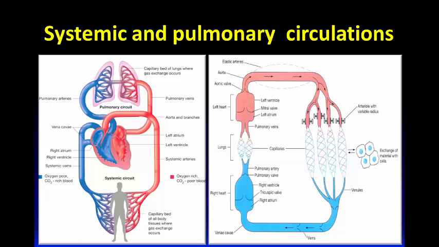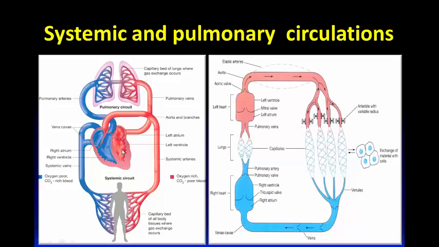Inside the cardiovascular system, blood moves along two circulations, the systemic and the pulmonary circulations. The left ventricle is considered as the pump of the systemic circulation, and the right ventricle is considered as the pump of the pulmonary circulation. These two circulations are connected in series, and this means that one circulation ends and the other circulation begins.